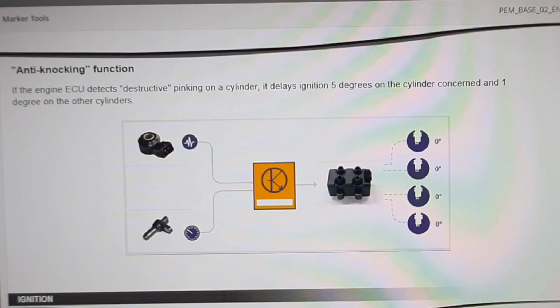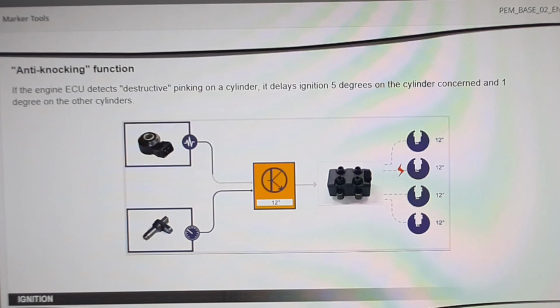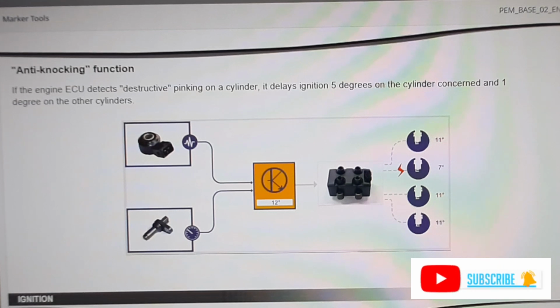Now, let's look at the program applied in case of destructive pinking. The computer determines an ignition advance in line with the operating parameters. If the computer detects destructive pinking on a cylinder, it delays ignition 5 degrees on the cylinder concerned. But the computer also preventively delays ignition 1 degree on the other cylinders.